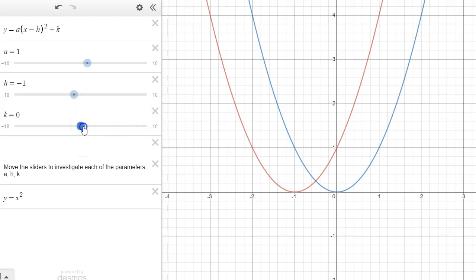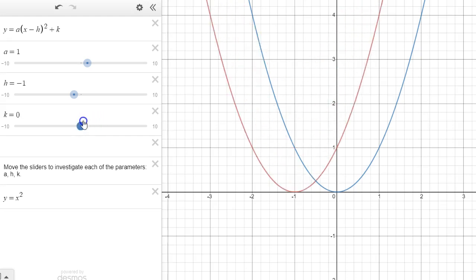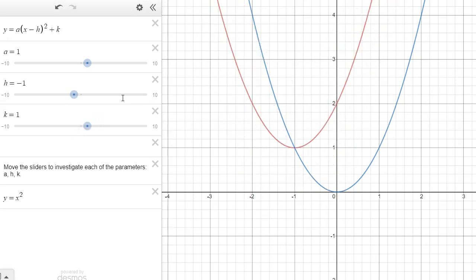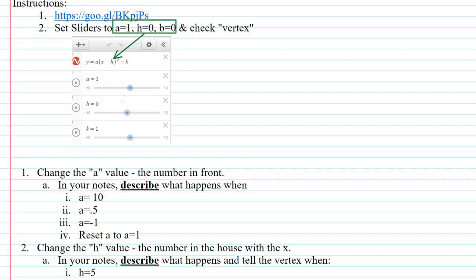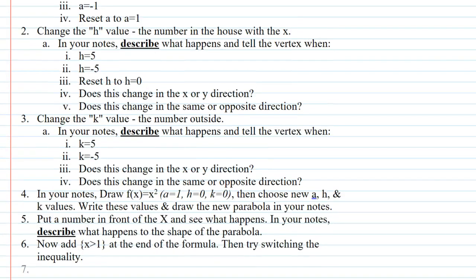Now the k value is going to move it up and down. The number on the outside moves it up and down. The best way to do this is to take a couple minutes and play with it and see how the different numbers will change it. Then go back to your original instructions and take notes on what you saw.